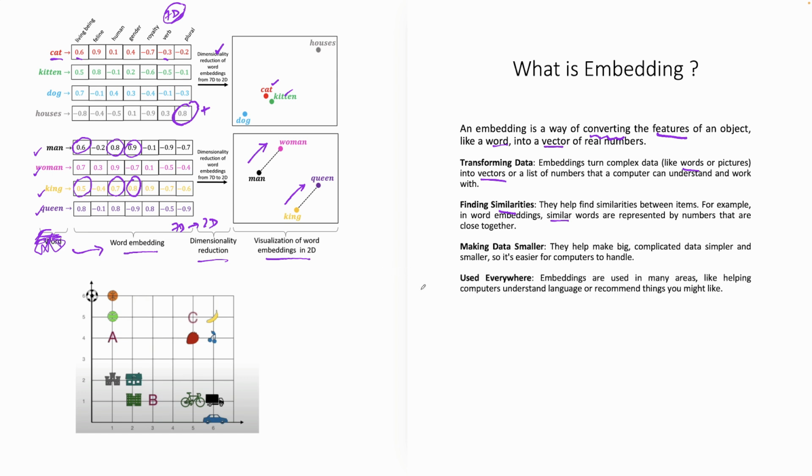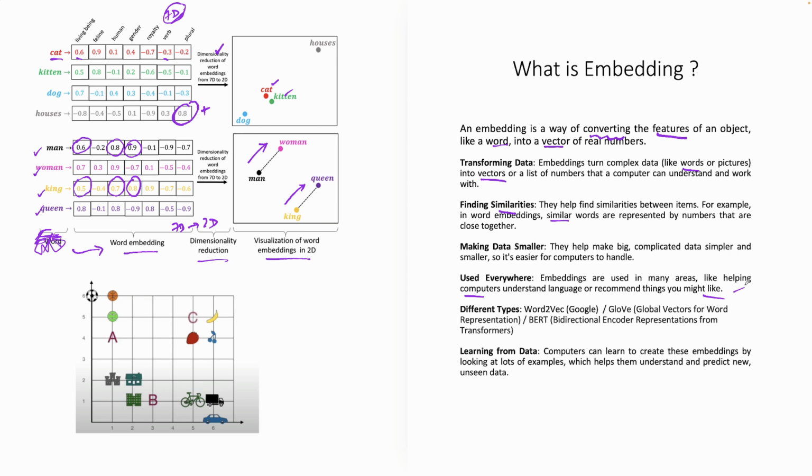And embeddings are used everywhere. They help computers understand language or recommend things you might like, like the recommender systems that you have. Everywhere you will see that embeddings are getting utilized. Now, there are different models based on different algorithms. Different types of embeddings which are quite popular today are Word2Vec, or word-to-vector, which was released by Google. Then you have GloVe, which is Global Vectors for Word Representation, and you also have a very well-known embedding type, which is BERT. BERT stands for Bidirectional Encoder Representations from Transformers.